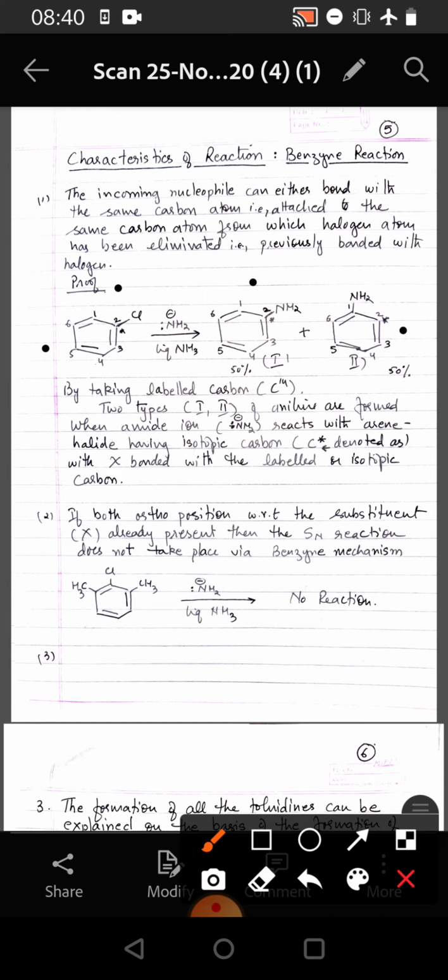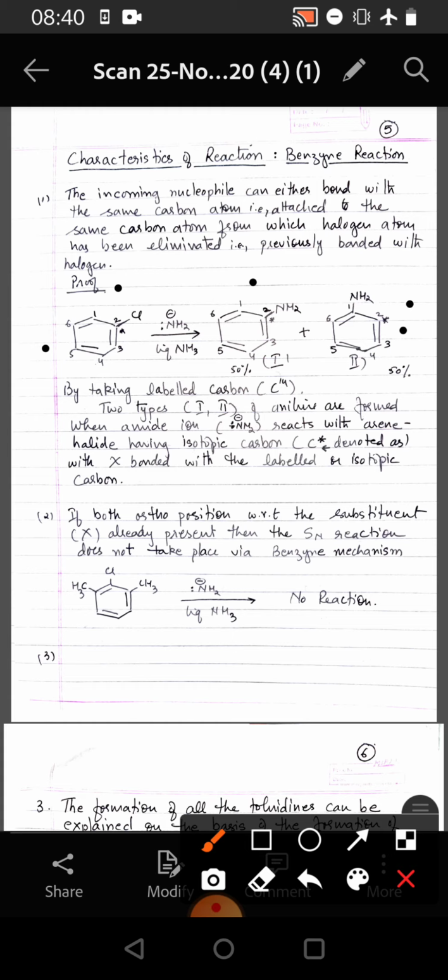Aniline group, this NH2 group is attached to the carbon which is at ortho position to the starred carbon with which the chloro group was previously attached. So we get two types of products. In the first, the incoming group is attached to that same carbon with which the leaving group was attached, and in the second, the incoming group is attached to that carbon which is ortho to the carbon with which the leaving group was attached. So the two types of anilines are formed when amide ion reacts with arene.